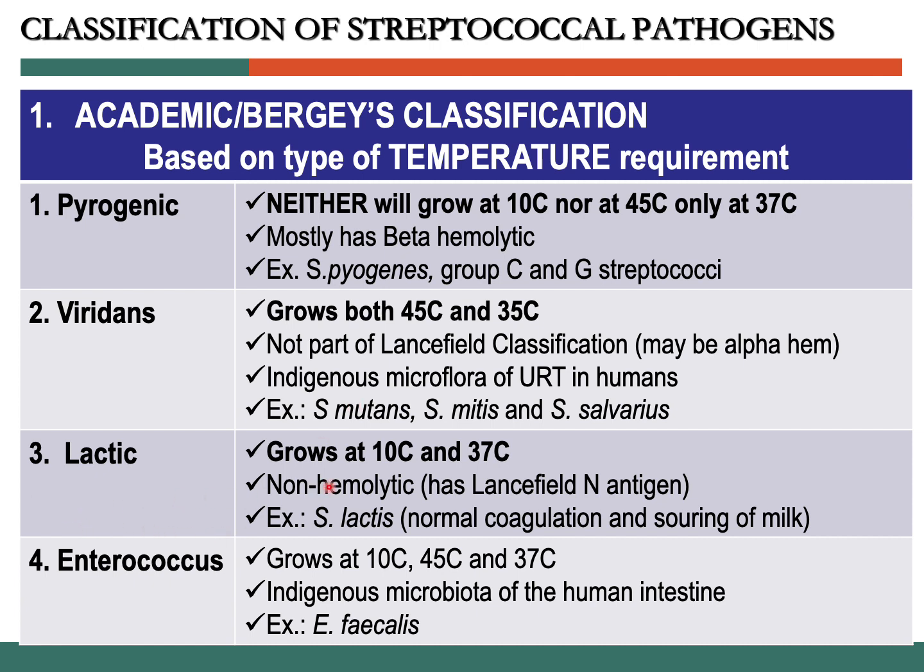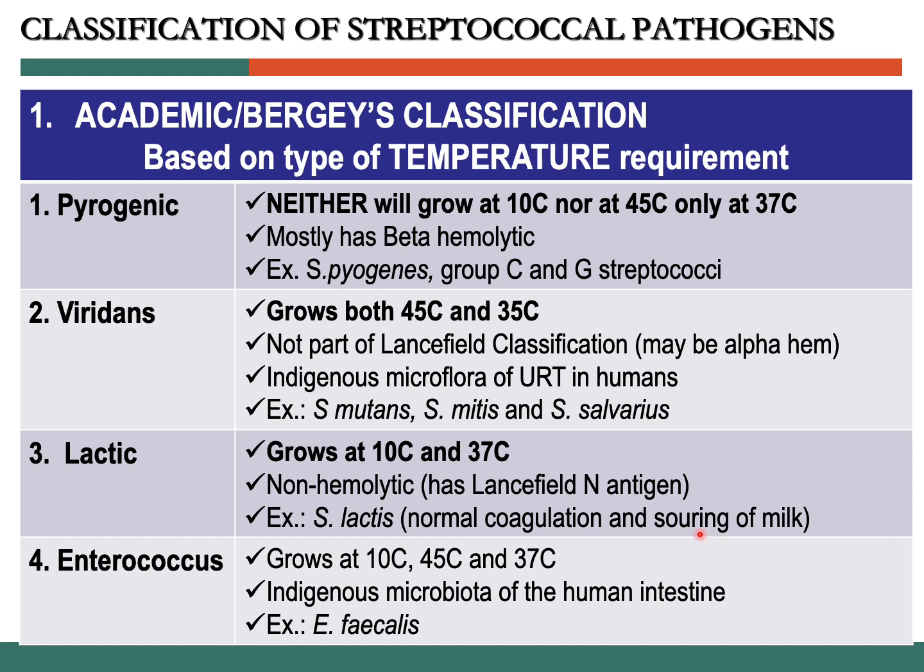Lactic streptococci are organisms, or Streptococcus, class, that grow at 10 degrees Celsius and 37 degrees Celsius. These are usually non-hemolytic and have a Lancefield antigen. A common example is S. lactis. S. lactis is commonly present as a contaminant in normal coagulation and souring of milk.